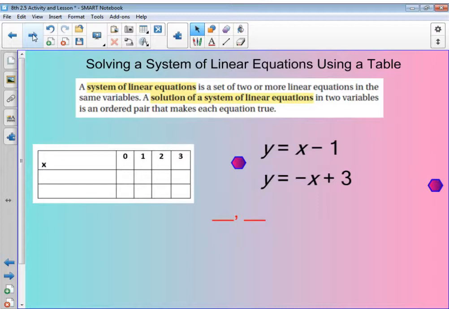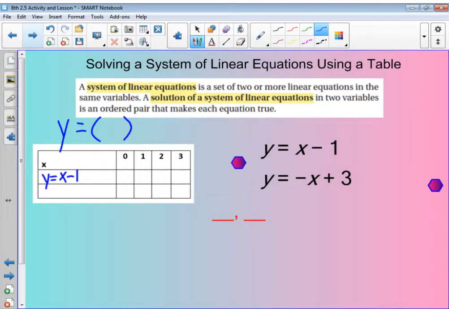As we work through these, we're going to start with substitution. Our first equation here is y equals x minus 1. I've already chosen the x's that we can use. If we substitute in a 0 where we have x, I'm going to write this a little bit bigger up here. I'm going to put a parenthesis where my x is, minus 1. If we substitute in a 0 to begin with, 0 minus 1 would give us negative 1.